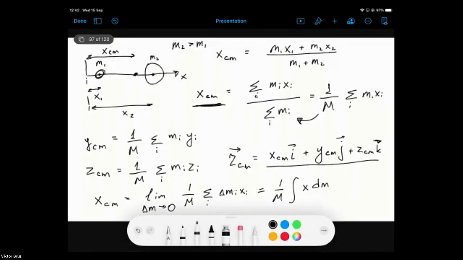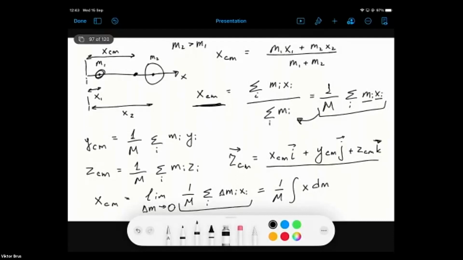Can you repeat, please? So this equation, which stands here, is the one which we got for a system of individual bodies. So it's not continuous bodies, it's a system of many bodies, and then we have a very clear definition of what the mass of each body is and what its position is. So we may have many bodies, but they are kind of separate.